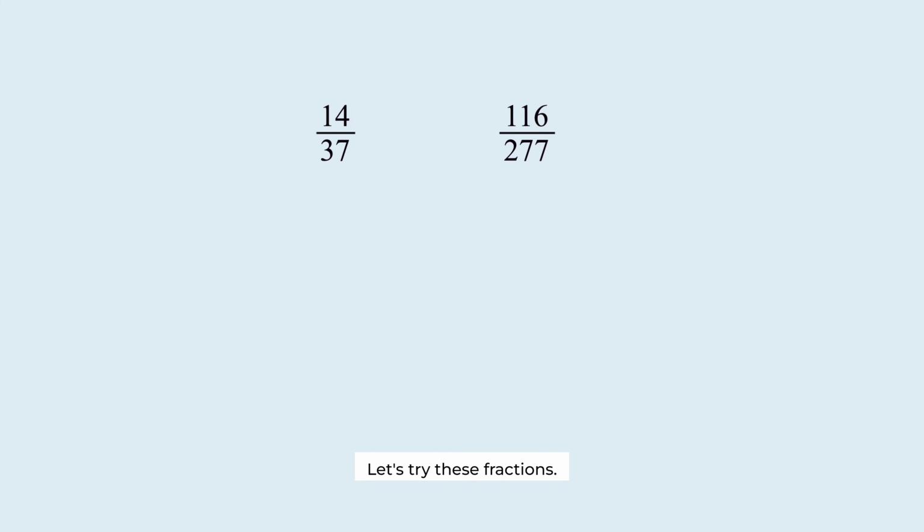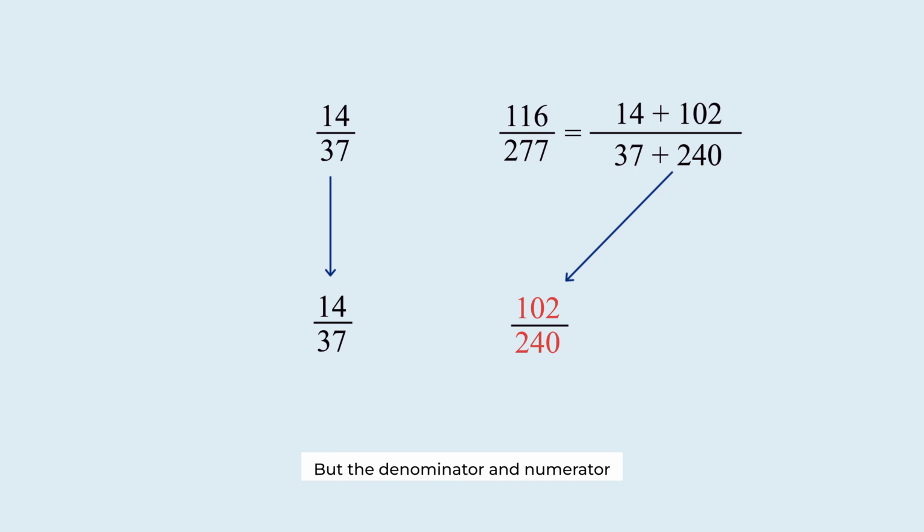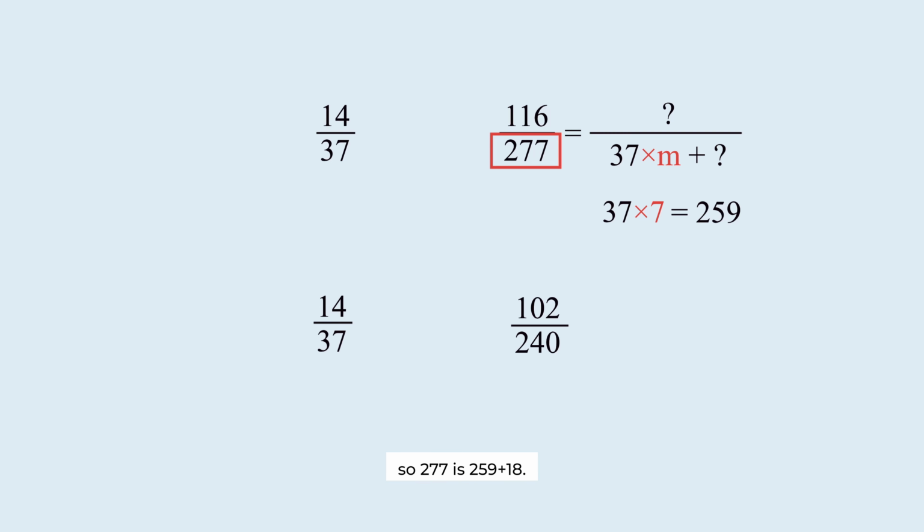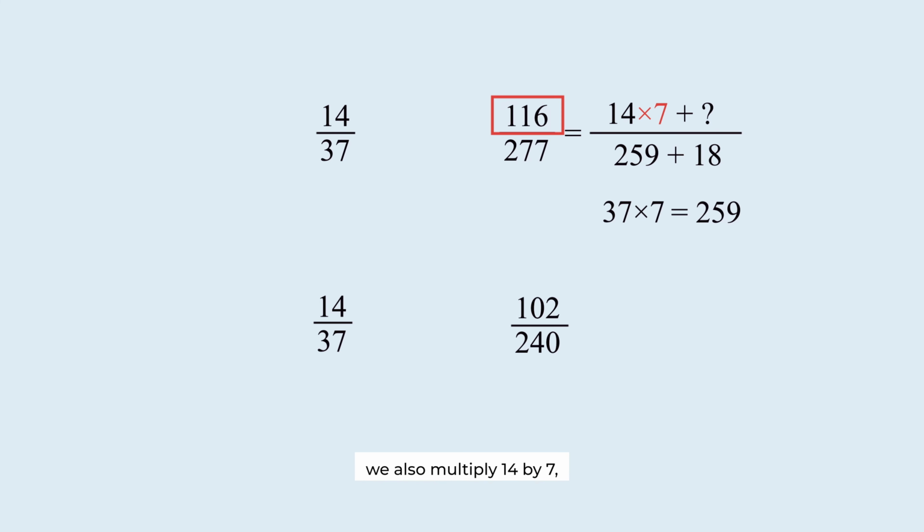Let's try these fractions. 277 is greater than 37. Split this fraction. But the denominator and numerator are still large. In this case, we think of 37 being added multiple times. 37 times 7 is 259. So 277 is 259 plus 18. When splitting 116, we also multiply 14 by 7, which is 98. So 116 is 98 plus 18.